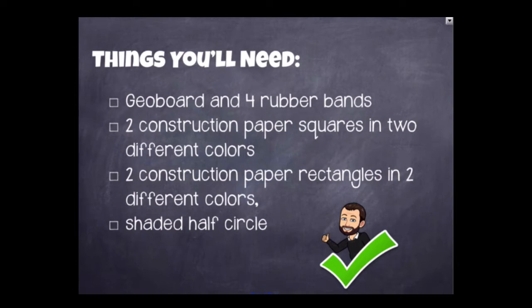If you have some construction paper, that would be awesome as well. 2 construction paper squares would be great in 2 different colors. And if you have 2 construction paper rectangles in 2 different colors, that would be great as well. We're going to use squares and rectangles today, and a shaded half circle. I have an actual template that should be available either in the module or maybe for download in the video description. If you have that, that's great. If not, we're going to be drawing all of these things as well. You'll be able to see them up here, so you can follow along with me or make them yourself as we go along. I'll give you a second if you want to pause and grab those things, and then you can come back and we'll start shaping up.